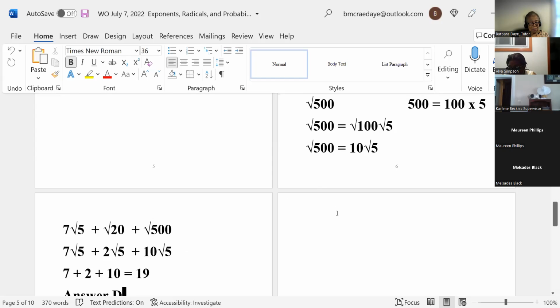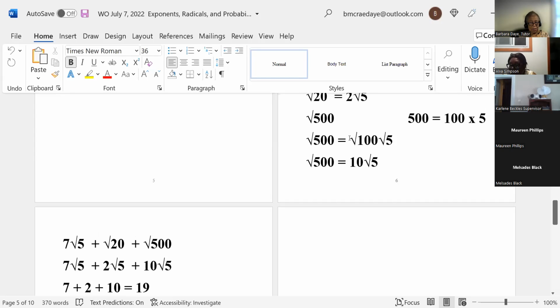I understand how you get the coefficient for 20. But you don't understand how we got it for the 500? Yeah, I'm on the other side. The square root of 500. Well, Maureen told me 500 factors are 100 and 5, right? The 100 got that little times 5 there. Okay. So the square root of 500 is the square root of 100 times the square root of 5, because 5 times 100 is 500. Good. I got that part.